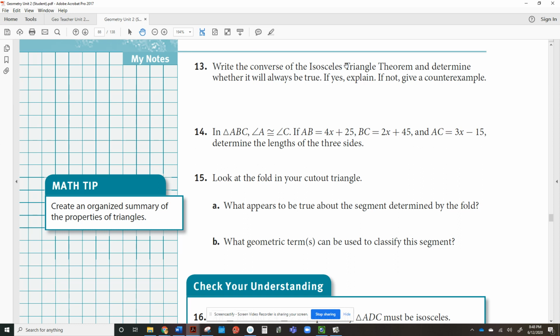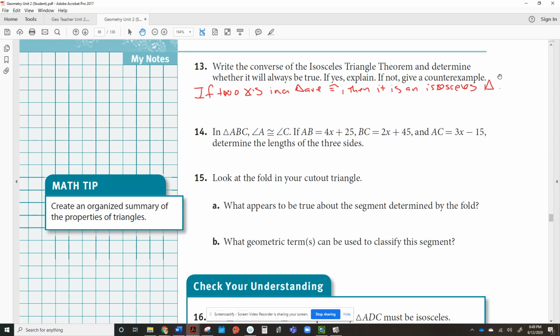What's the converse of the isosceles triangle theorem? The converse just means reverse the order. The isosceles triangle theorem says if you have an isosceles triangle, then your base angles are congruent. So this one would say if two angles in a triangle are congruent, then it is an isosceles triangle.